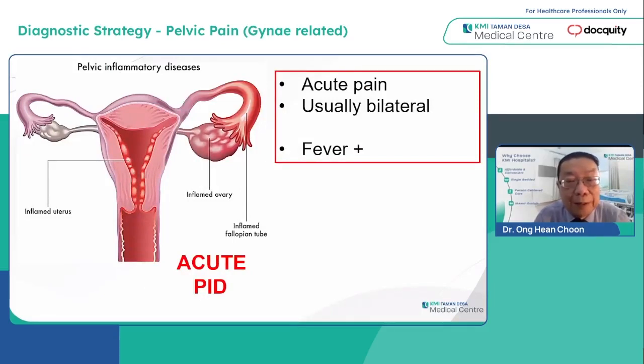Usually you will find that PID has two types. One, acute. In these women, there is acute pain. The pain is usually bilateral because usually if one tube is inflamed, the other tube is also inflamed. So basically the pain is bilateral, and there may be onset of fever in such women.